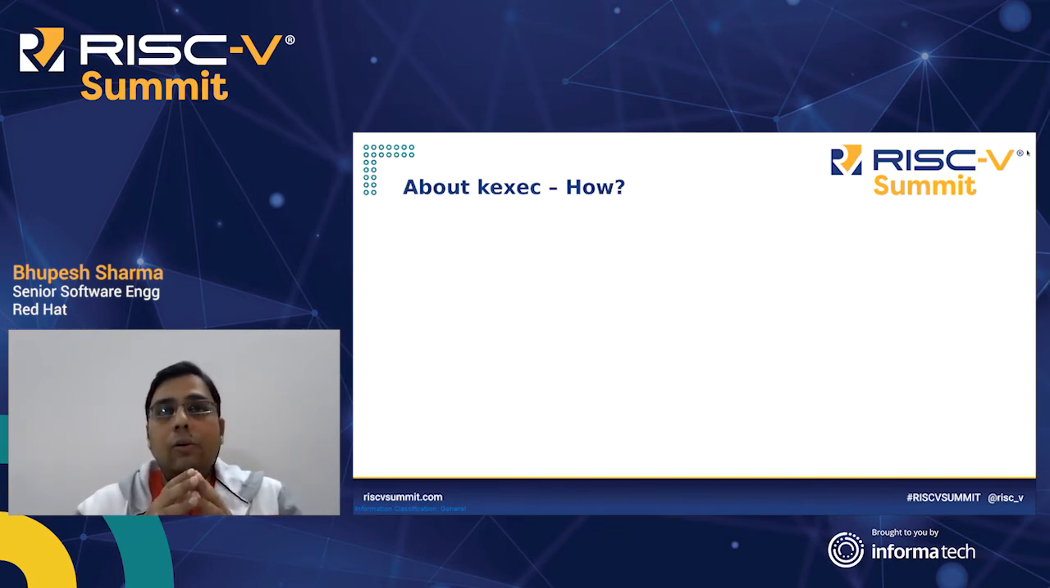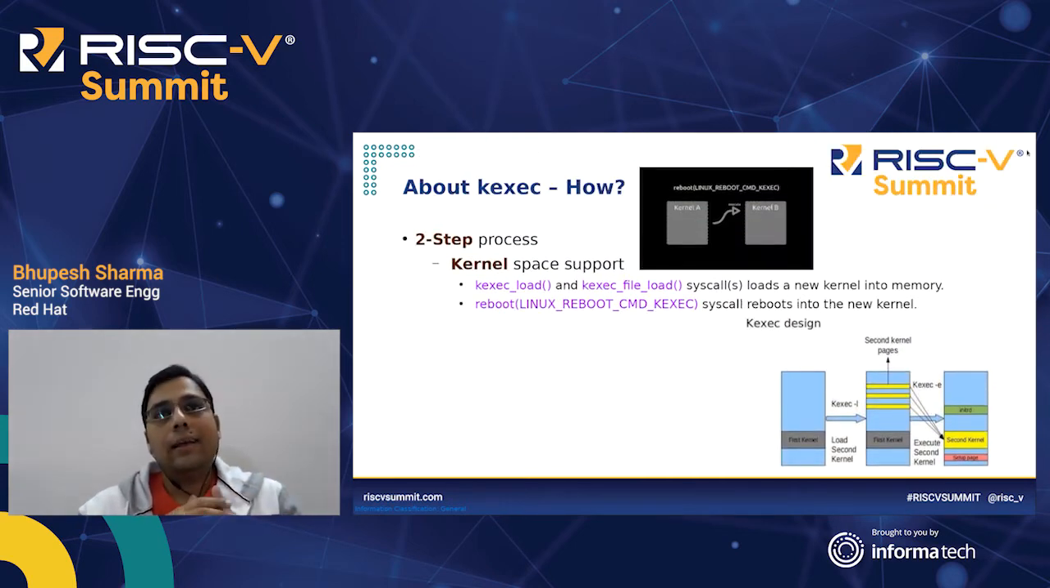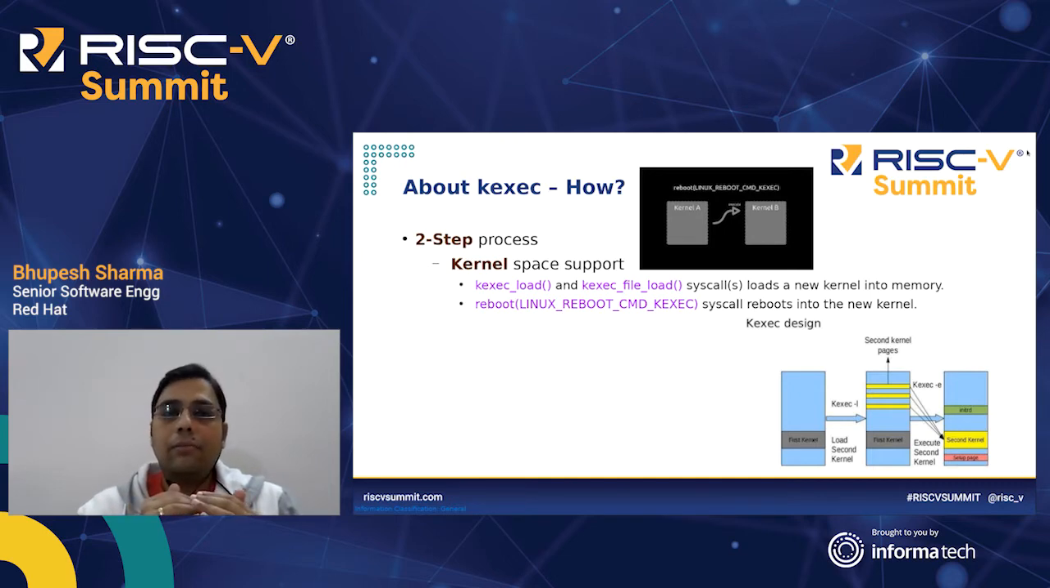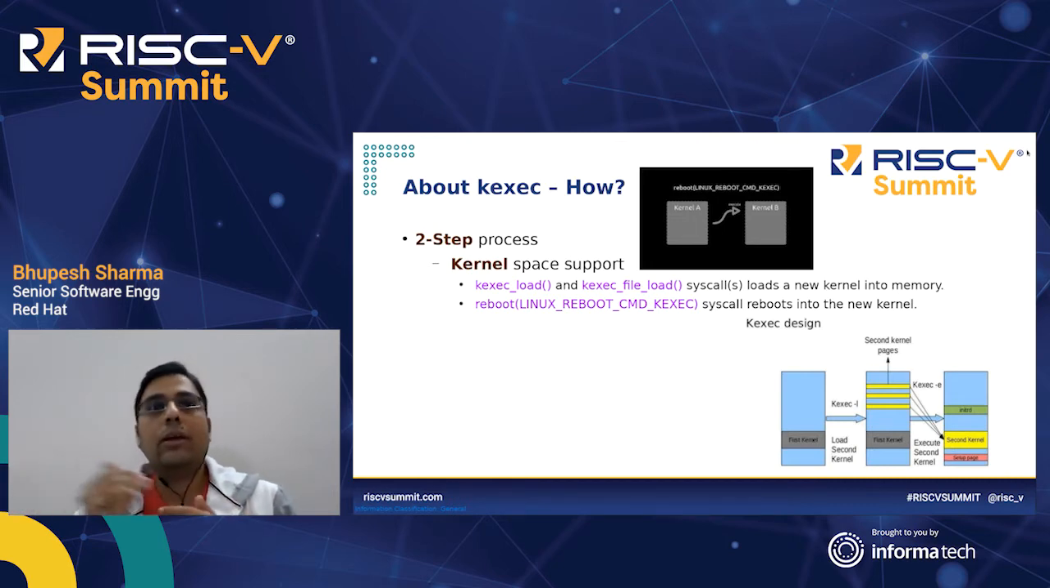Now, let's see how exactly kexec works. It basically is a two-step process. In the kernel space, the kexec_load and kexec_file_load syscalls enable loading a new kernel into memory. Whereas the reboot syscall allows rebooting into the newly loaded kernel. Notice that the parameter passed to the reboot syscall is different. It's the Linux reboot command kexec. This differentiates the normal reboot from the kexec reboot case. So a normal reboot can be executed by means of a shutdown -r command, whereas a kexec reboot is done specifically for booting into the kexec kernel.